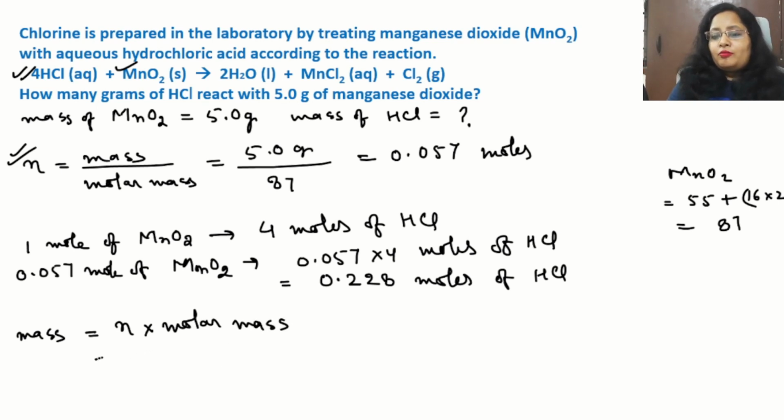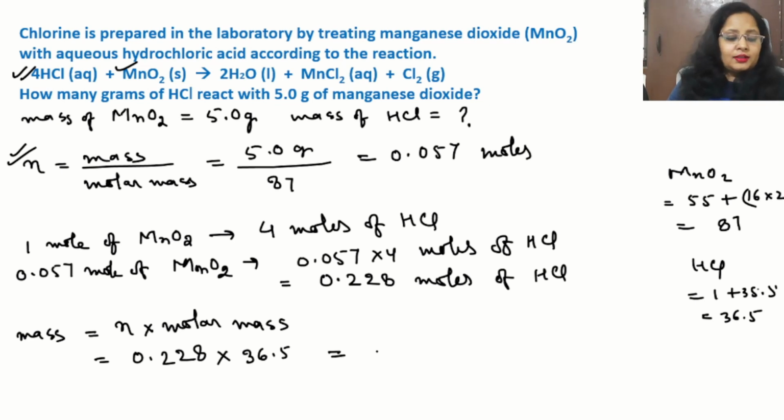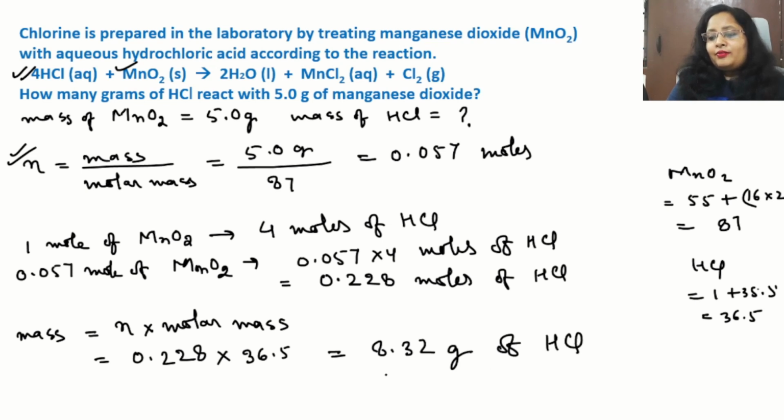Now number of moles of HCl we got 0.228. Molar mass of HCl we will find. For hydrogen it is 1, for chlorine it is 35.5. So we can write 36.5. So molar mass is 36.5, and after calculation we got the answer 8.32 grams of HCl. And friends, this is the required answer. The question is so easily solved here.